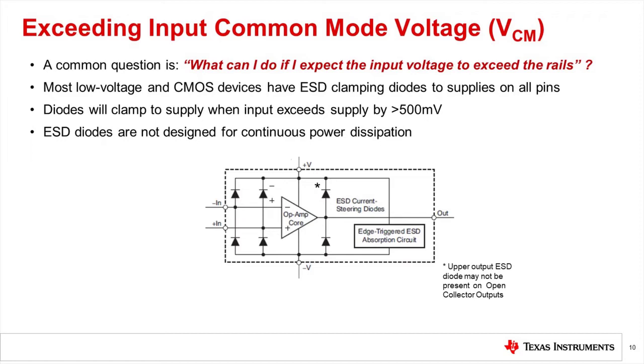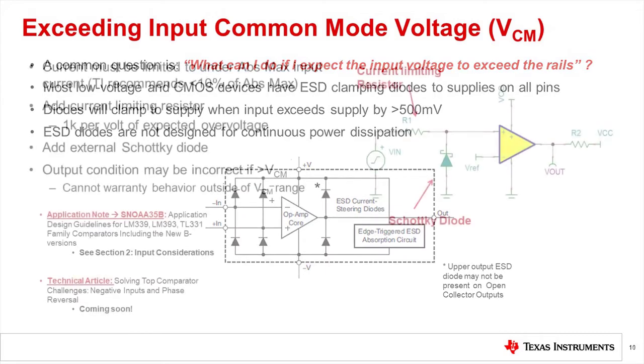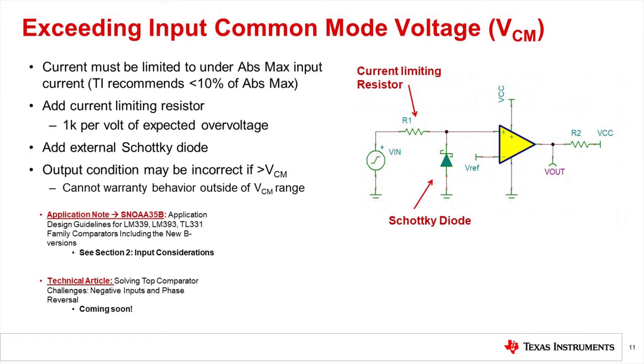These diodes will clamp any overvoltages to the supply rails. They start to conduct at about 500 millivolts past the rails, and they're in full conduction by 800 millivolts. But these internal ESD diodes are not designed for continuous power dissipation, and the current must be limited to less than the absolute max input current specification listed in the data sheet. At TI, we recommend limiting the current to 10% or less of the absolute max input current, or about 1 milliamp or less for most devices.